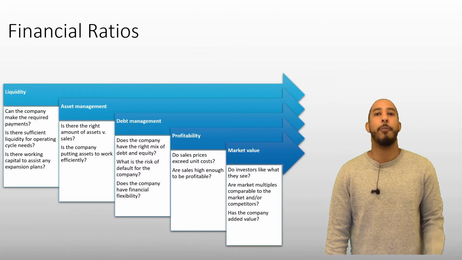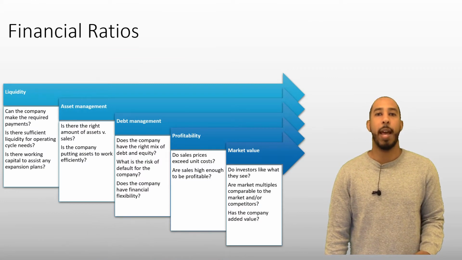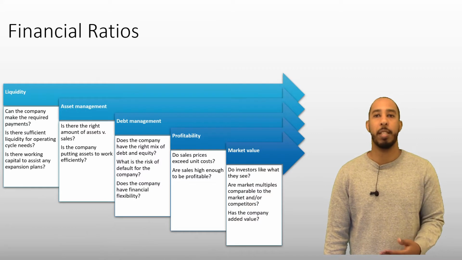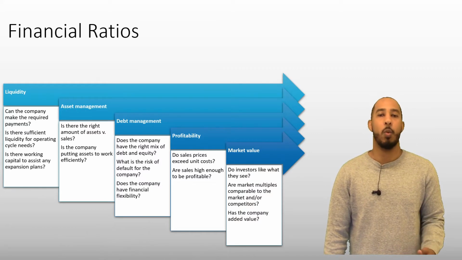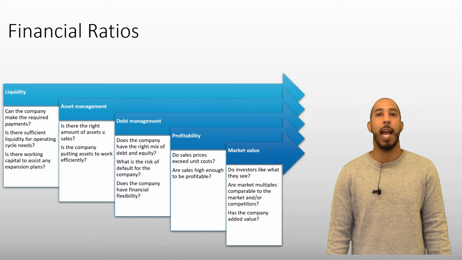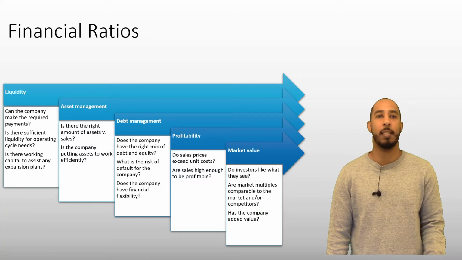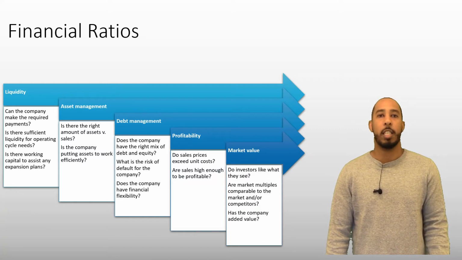We're going to be dealing with financial ratios in this section, and these ratios can be divided into categories which describe different aspects of the business. We'll start with liquidity ratios, which look at a company's management of its short-term resources. Then asset management ratios, which will look at how efficiently the business is using the assets it has. Debt management will examine how the company gets its funding.